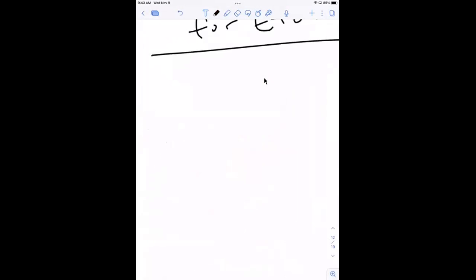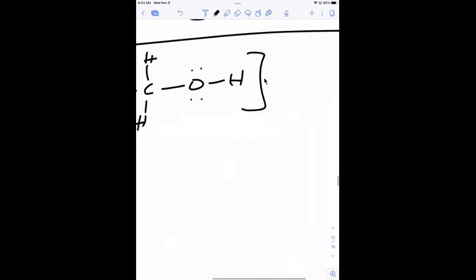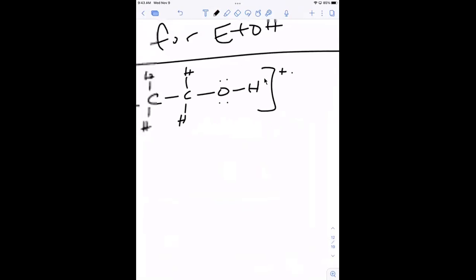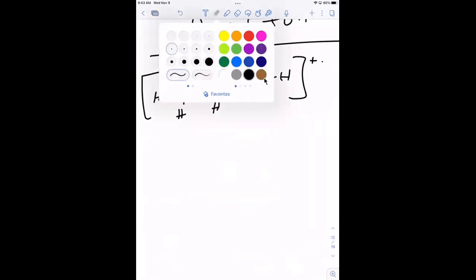All right, so I'm gonna write this out as CH3, CH2, OH. Keep in mind, I can cleave any one of these sigma bonds, right? And I don't break apart the actual molecule. I break apart the radical cation.